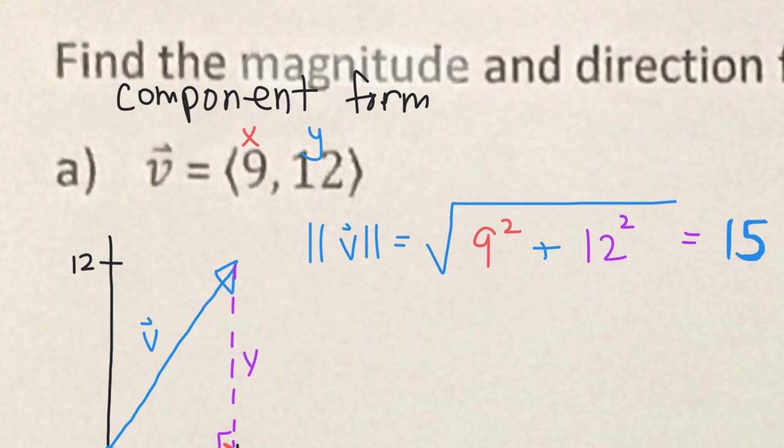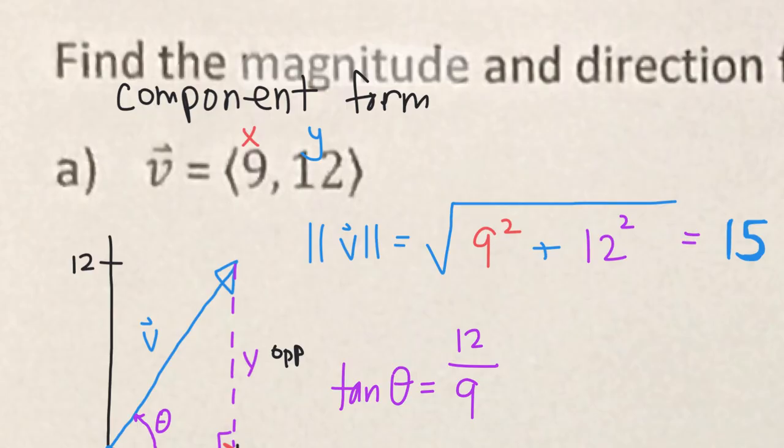Now the direction is once again the angle from the positive x. So if we're looking at this, maybe you remember your trigonometry, y is the opposite side for our angle, and x is the adjacent side for your angle, which means we're going to set up a tangent ratio. So the tangent of the angle is the opposite side, or the y side, over the x, which is 9. So the tangent of our angle is 12 over 9.